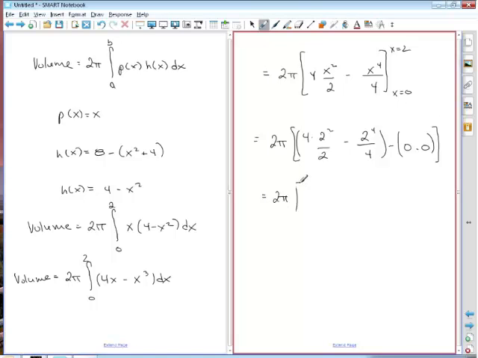So multiplying everything out inside, we have 4 times 4 is 16 divided by 2 is 8. And here we have 2 times 2 times 2 times 2, which is 16, divided by 4, which is 4. So we'll have 4 times 2, which is 8, and so we get 8 pi. And that is the volume of that shape rotated around the y-axis.